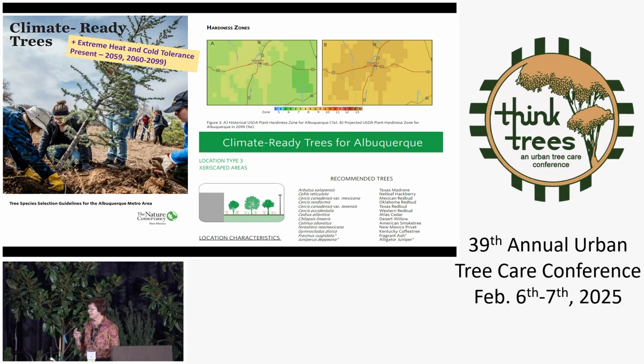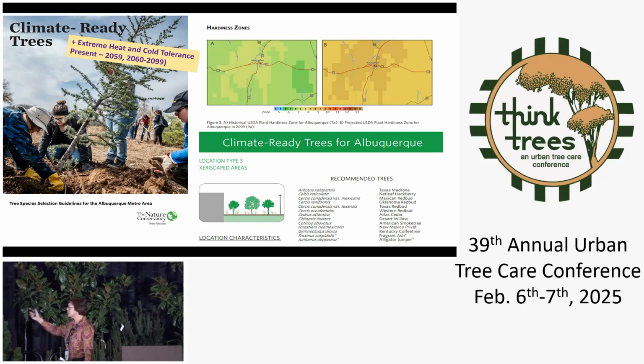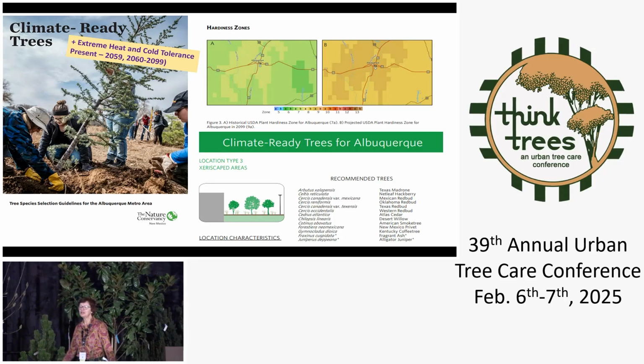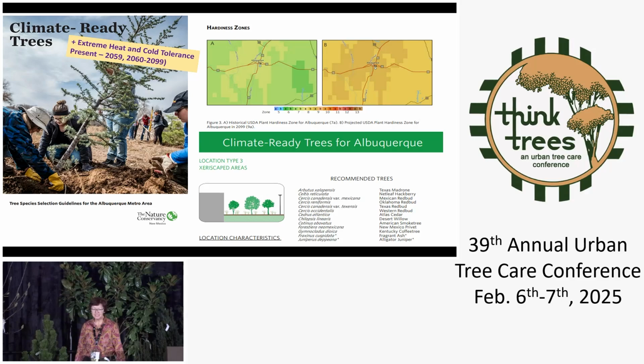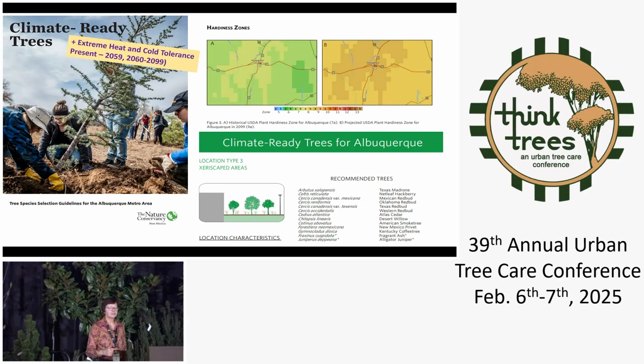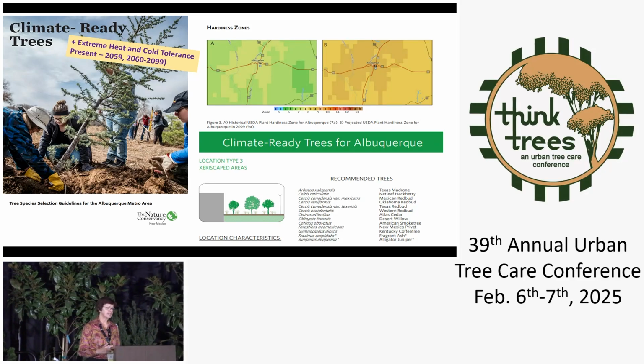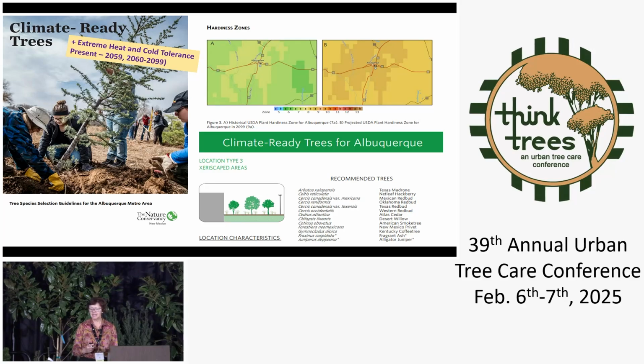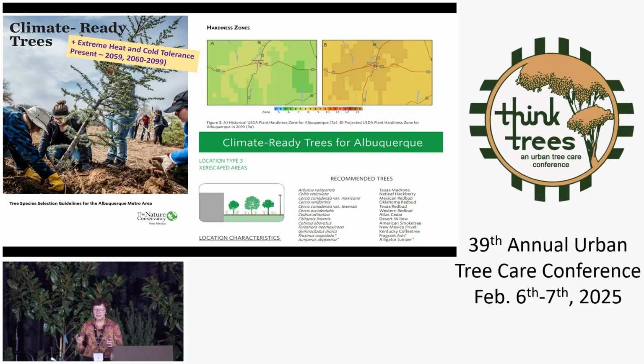So again, thank you. The first speaker has told us all about the climate-ready trees. If you're not familiar with it, you definitely should look at it. It's a phenomenal website, and it talks about the trees that are essentially usable for the future, we think, and it projects from 2060 to 2099.